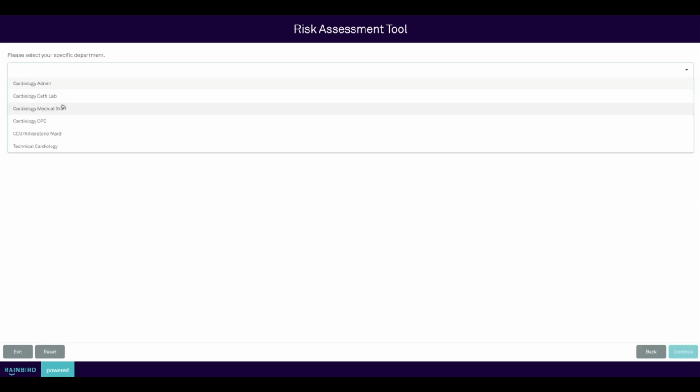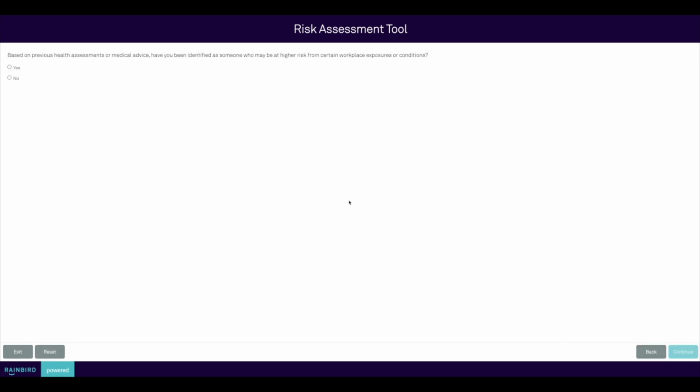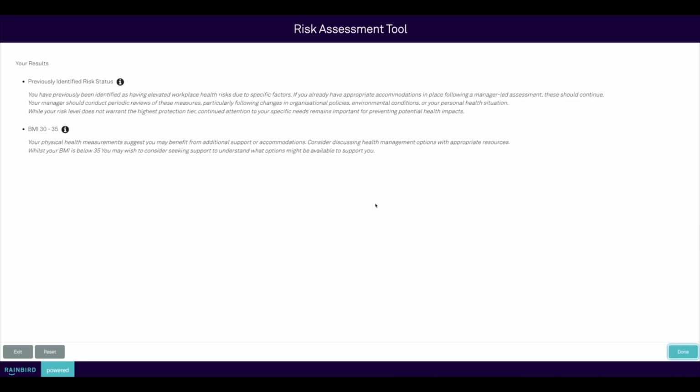We begin by entering Greg's department. Then we confirm whether he's been identified as higher risk due to workplace exposure. In this case, yes. Rainbird instantly provides two outputs: a risk assessment status and an observation that Greg's BMI is higher than recommended. These answers have not been predicted, they have been logically calculated.